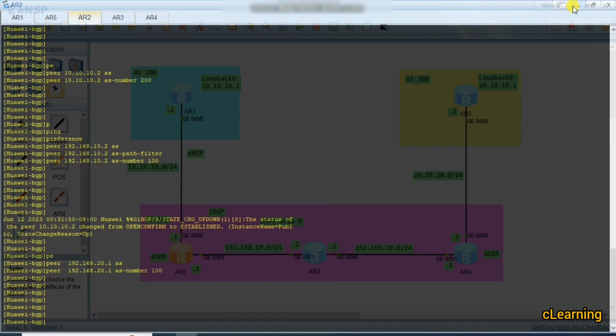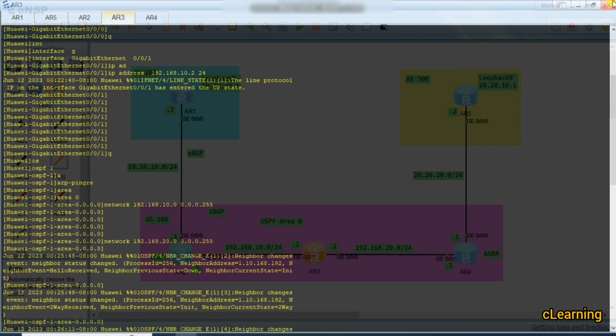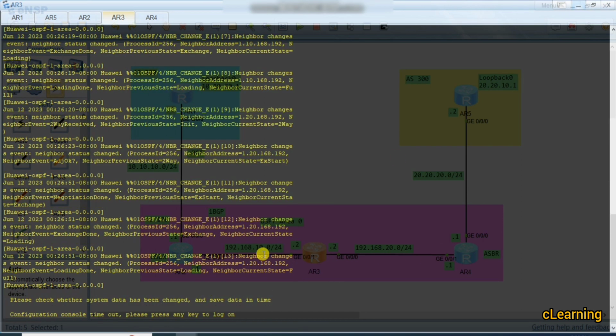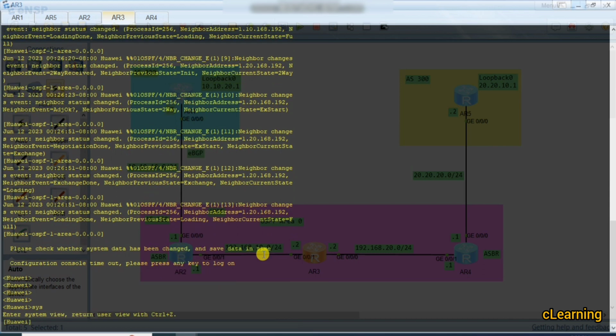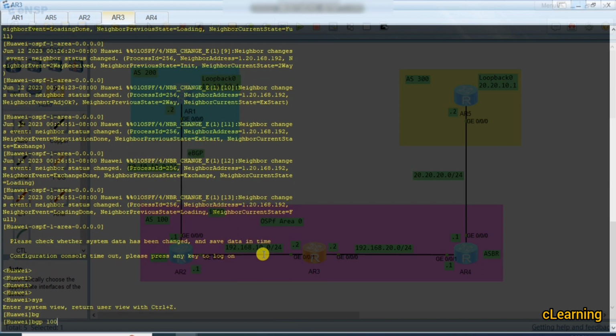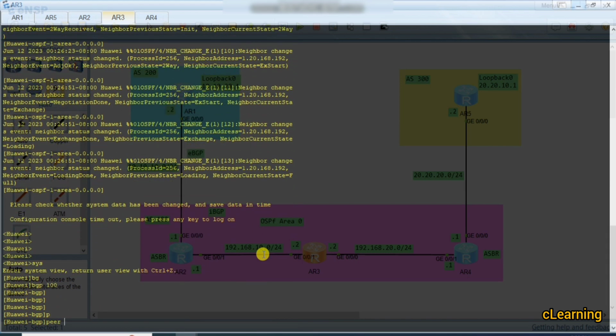Now we go here, we also define the peer of this router on this router as well. System view, BGP 100, and the peer is 192.168.10.1, which is this.